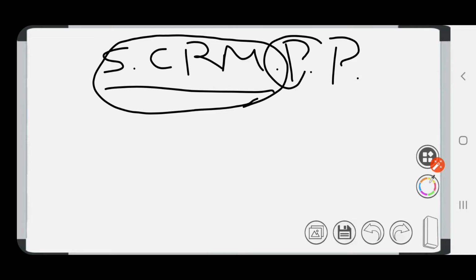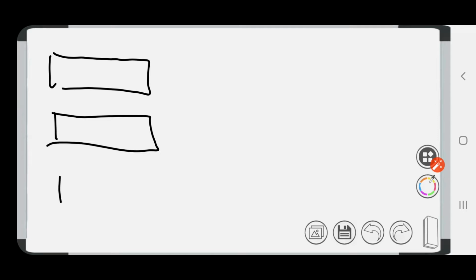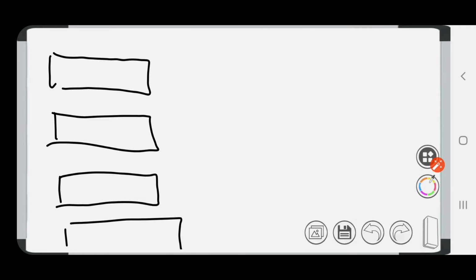So, how to plan it? The process of planning this strategic CRM, we'll discuss it today. Basically, in the process of this SCRM planning, there are 4 steps, right? There are 4 steps.